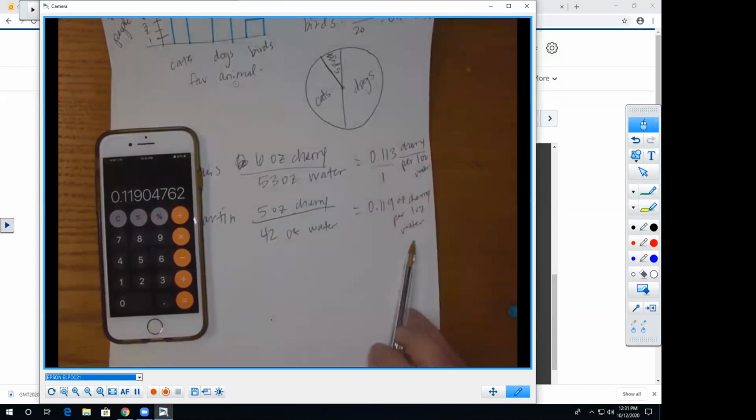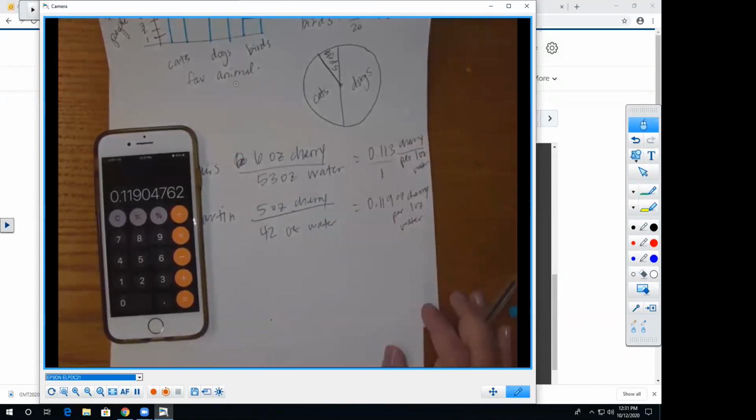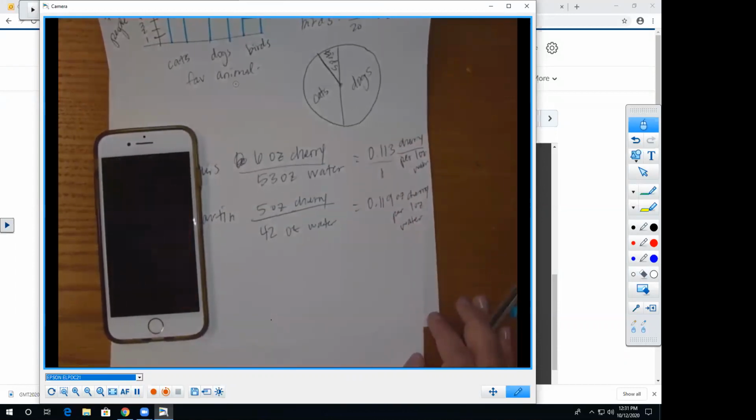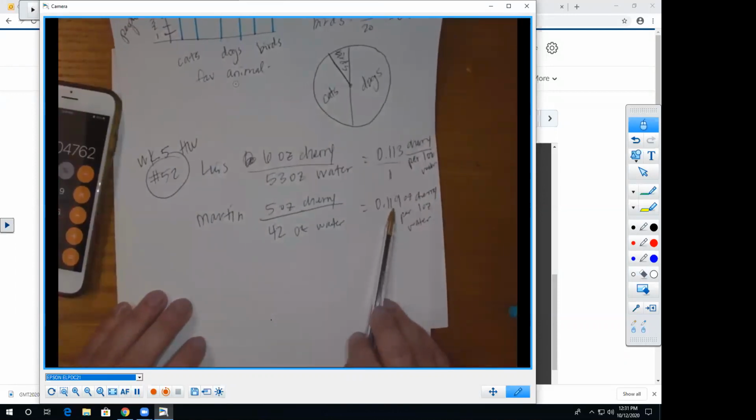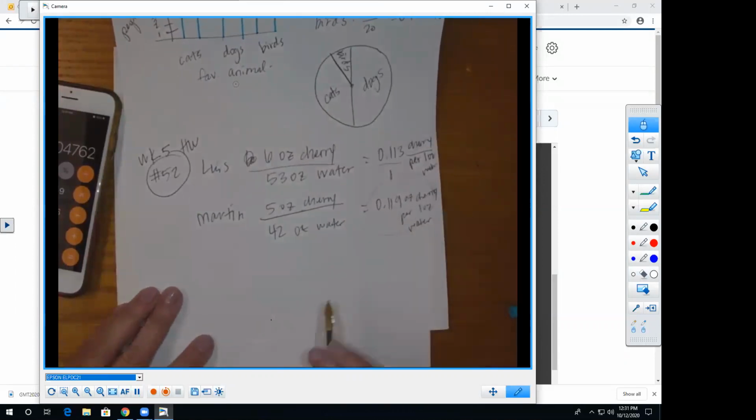So now we can compare these since they're both over 1 ounce of water. Obviously Martin's is the bigger decimal. It's not by much, but it is a little bit bigger. It's a bigger decimal, so he has the stronger cherry flavor.